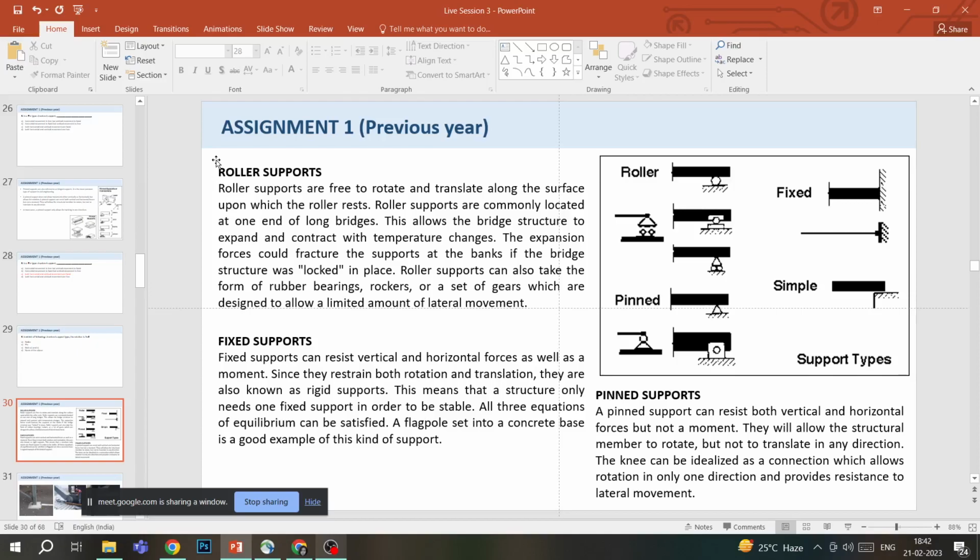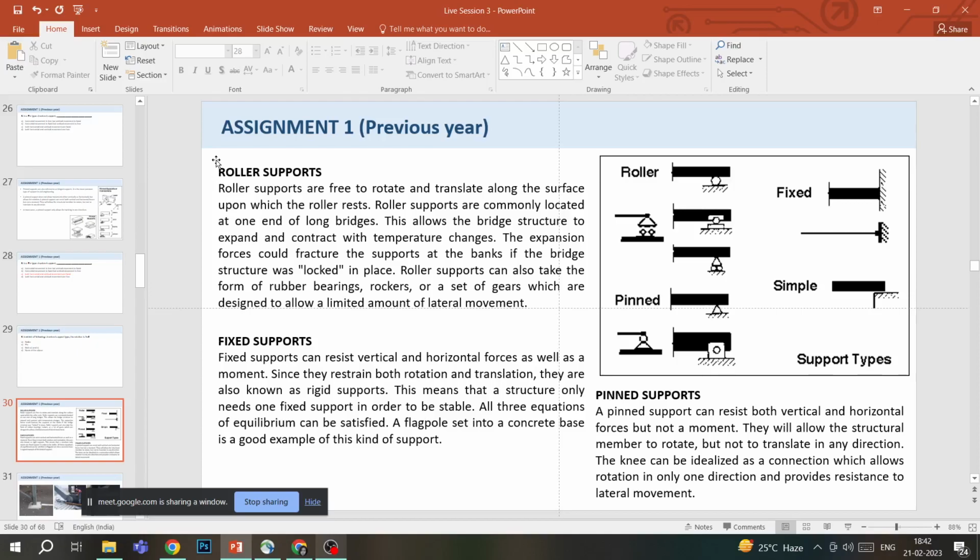For example, there is a bridge structure at the bank of a river or whatever water body it is. If it was a fixed structure, because of temperature changes, the material that the bridge is made of will expand or contract depending on the temperature. It will contract in cold weather, it will expand in warm weather. So when that happens, these roller supports allow the bridge to move slightly, which helps the bridge stay there.